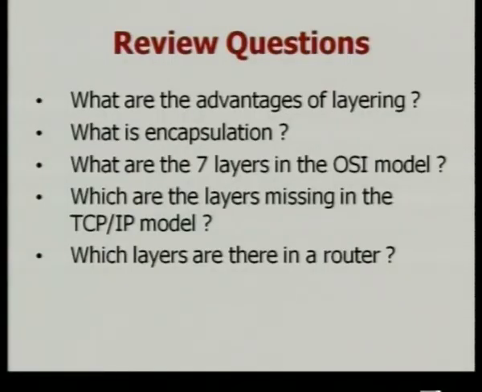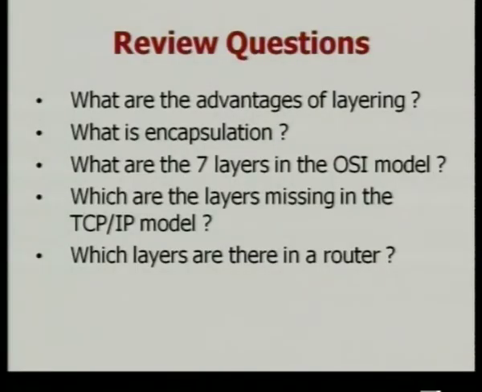Okay. So now here are a few questions that you can think of and try to answer. What are the advantages of layering? Question number 1 for you. Question number 2, what is encapsulation? Question number 3, what are the layers missing in the TCP/IP model and what are the layers which are there in the OSI model? Which are the layers which are there in a router?